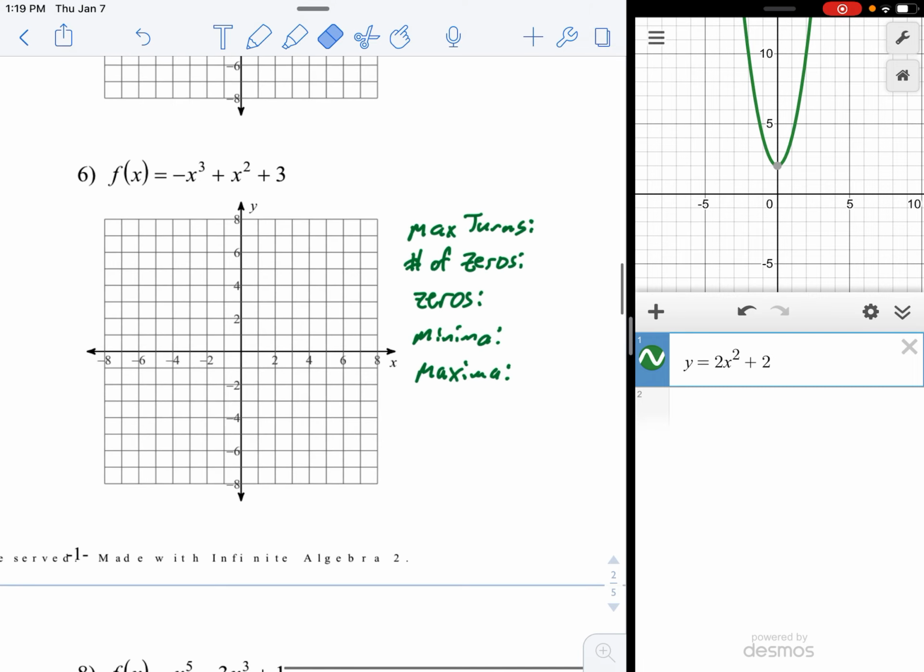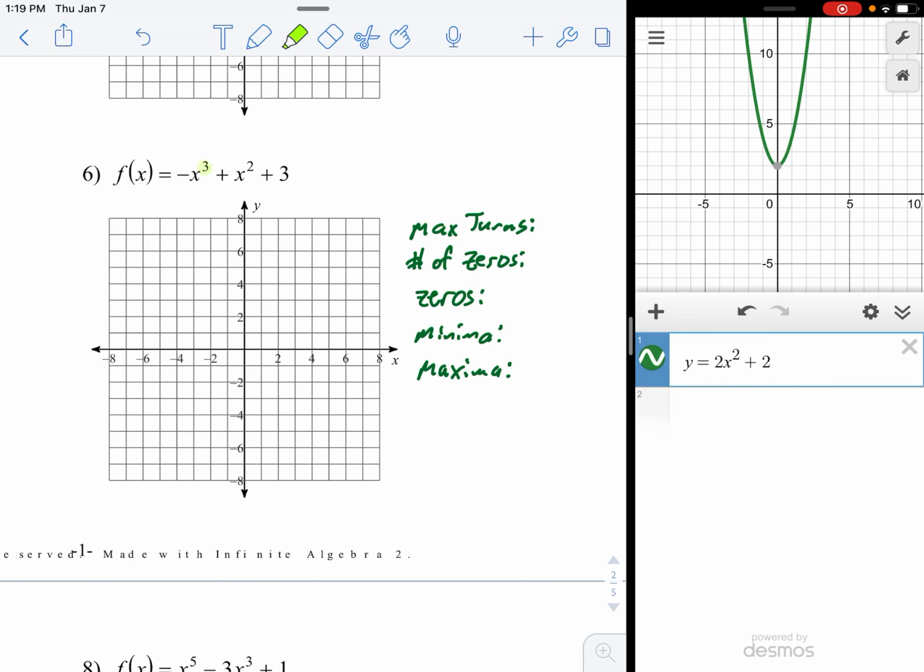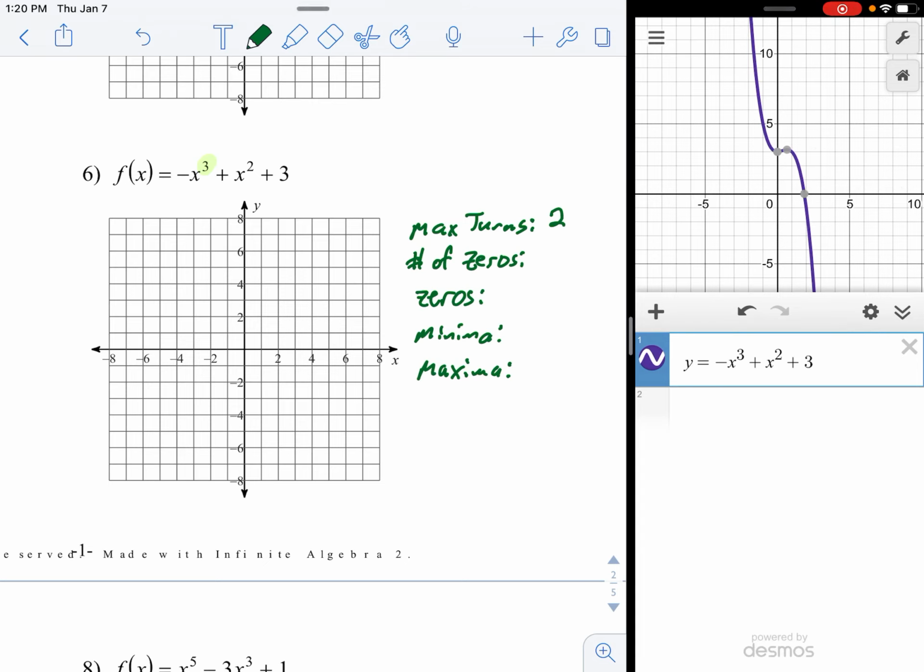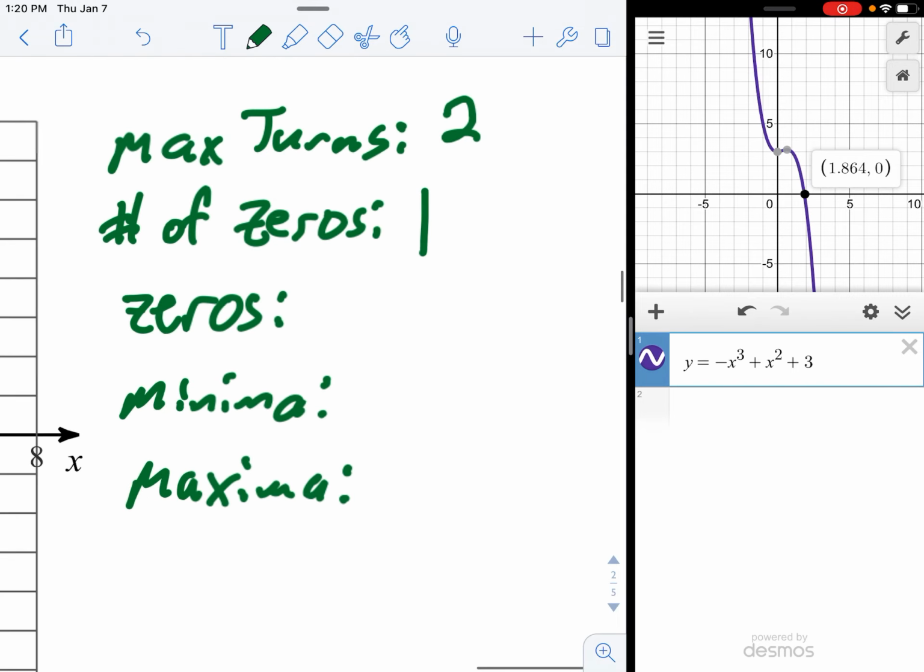So here goes. Number 6, maximum number of turns is going to be 1 less than the highest power. So if that's a 3, there are 2. The number of zeros, I need to graph this. So y equals negative x raised to the 3rd plus x to the 2nd plus 3. There is 1 zero. It crosses the x-axis 1 time. Where does it cross the x-axis? At approximately 1.9. Again, remember, I'm rounding that off.